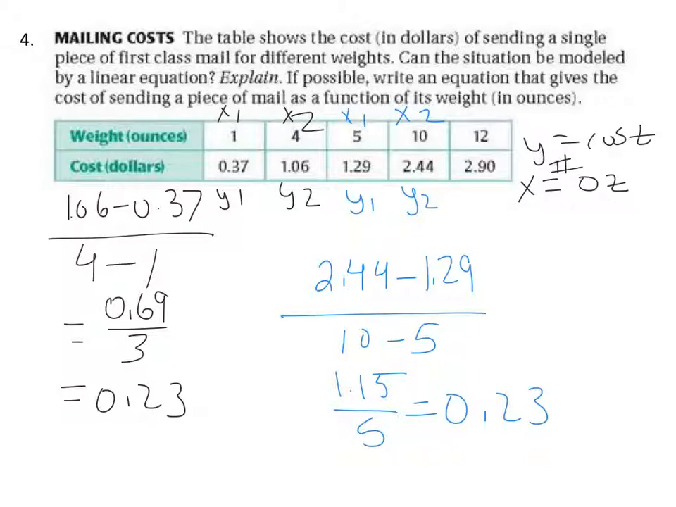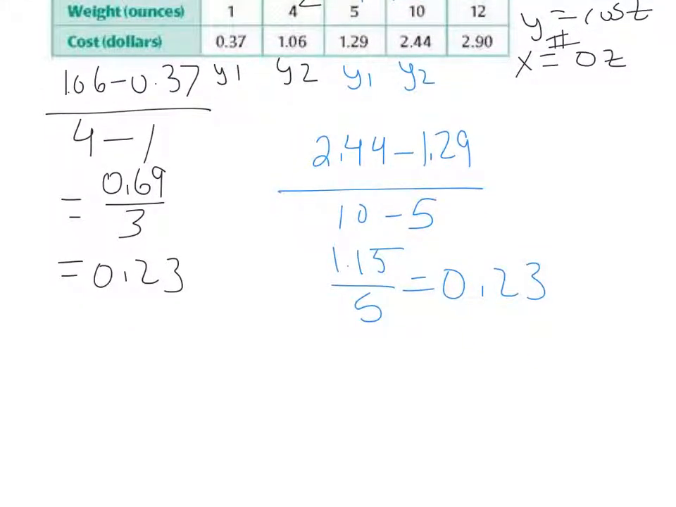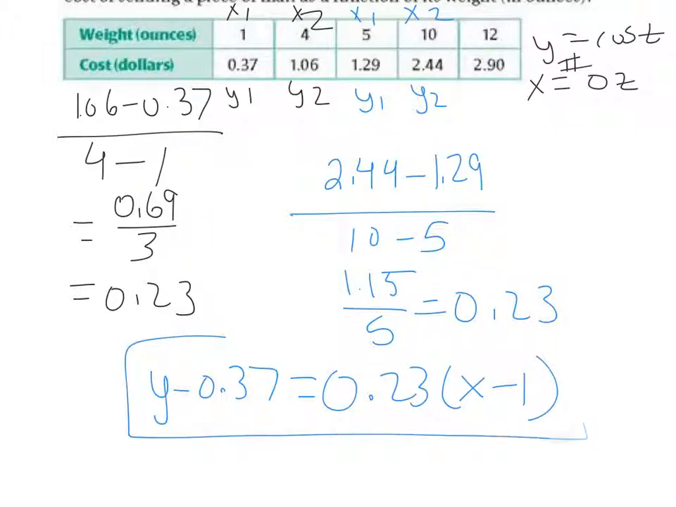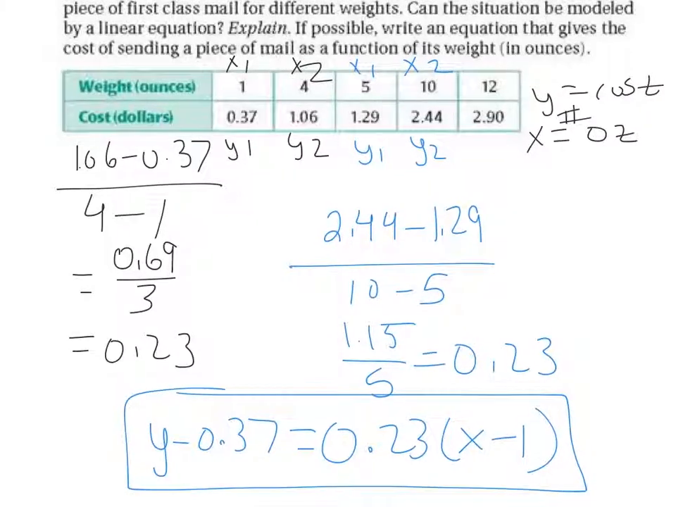So here's the thing. We're going to use point-slope form. I'm just going to use the first point and my slope. So I have y minus 0.37 equals 0.23 times (x minus 1). And there we go. So there's our equation. Now let's make sure we've answered everything. It says, if possible, write an equation that gives the cost of sending a piece of mail as a function of weight in ounces. So there we go.